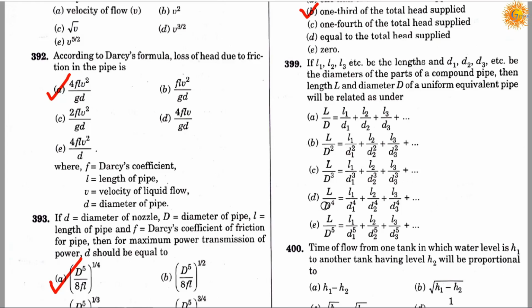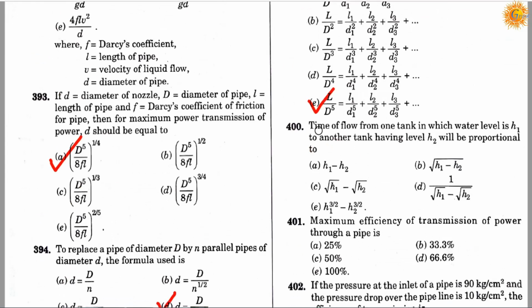And option D, L upon D power 4 is equal to L1 upon D1 power 4 plus L2 divided by D2 power 4 plus L3 divided by D3 power 4 plus and so on. And option E, L divided by D power 5 is equal to L1 divided by D1 power 5 plus L2 divided by D2 power 5 plus L3 divided by D3 power 5 plus and so on. So the correct answer is E.